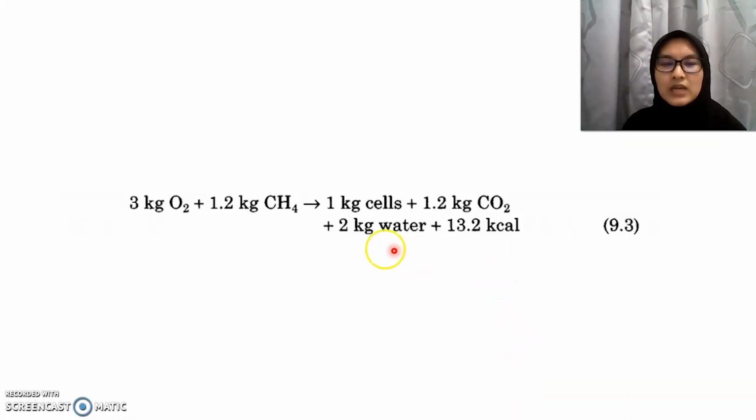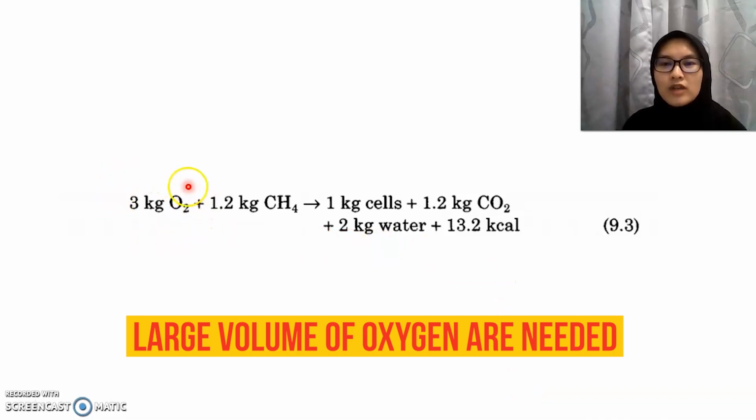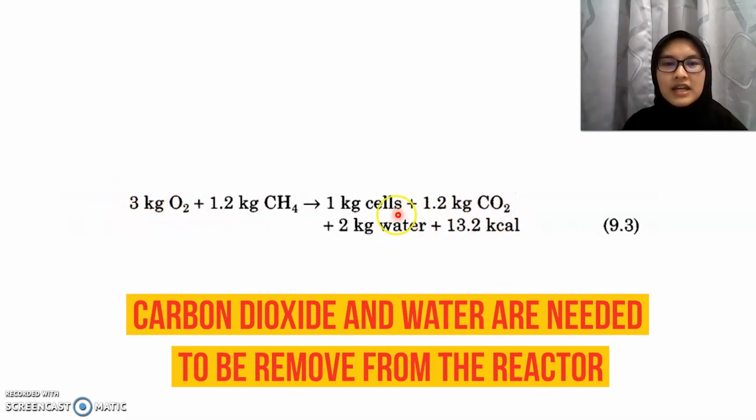So this is the equation 9.3. Large volumes of oxygen are needed. Carbon dioxide and water need to be removed from the reactor.